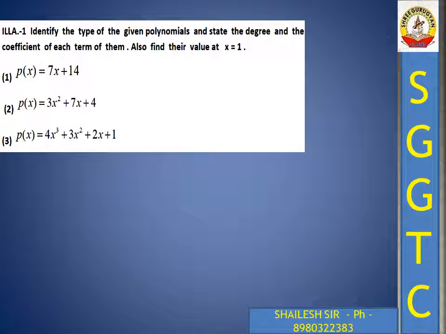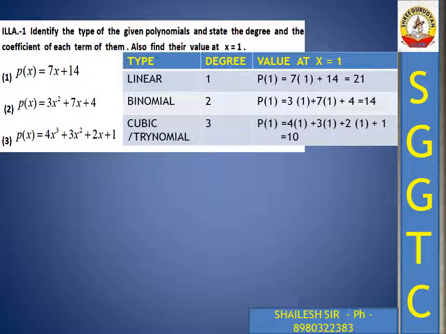Only asking the degree, coefficients and value at x equal to 1. And there are three questions. I explain all three combined. So in the first one, see the power is 1. So degree 1, therefore the type is linear. And value putting p equal to 1.